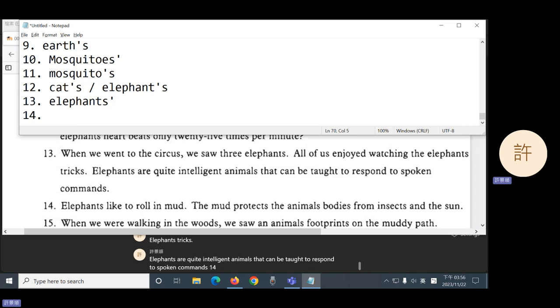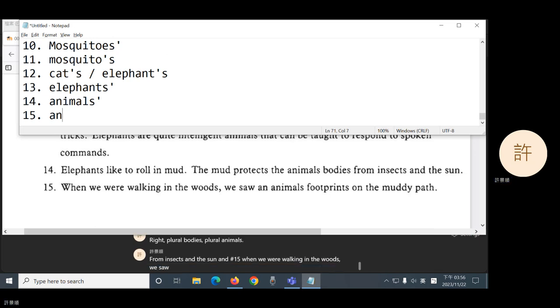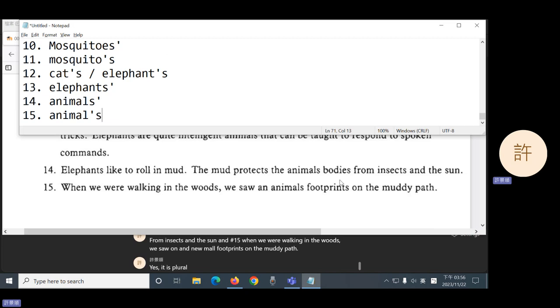14. Elephants like to roll in mud. The mud protects the animals' bodies. Sorry, more than one body. So animals' bodies. Right? Plural bodies, plural animals. From insects and the sun. And number 15. When we were walking in the woods, we saw an animal's footprints on the muddy path. Yes, it is plural footprints, but it says an. So there's only one animal.